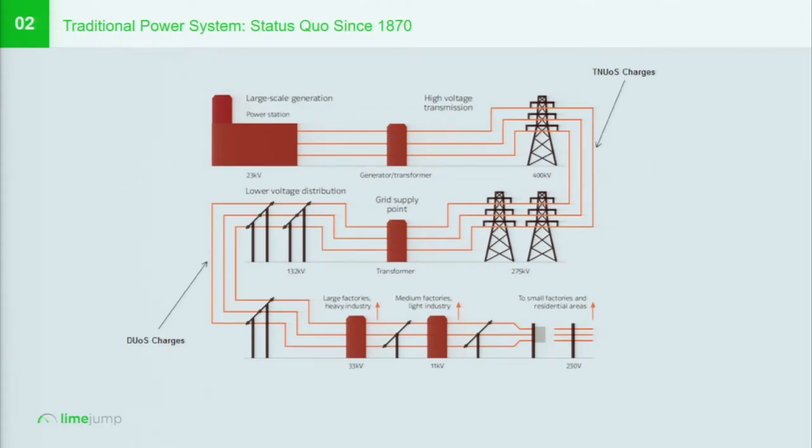If we go back to 1870 or 1933 in the UK, when our first national power network was created, you had big, mostly coal-powered power stations that created a large amount of power, which was then distributed through high voltage lines across the country, going into lower voltage lines, eventually down to big factories, smaller factories, and consumers. Now, that worked well back in 1870 and the 1930s, but things are changing now.